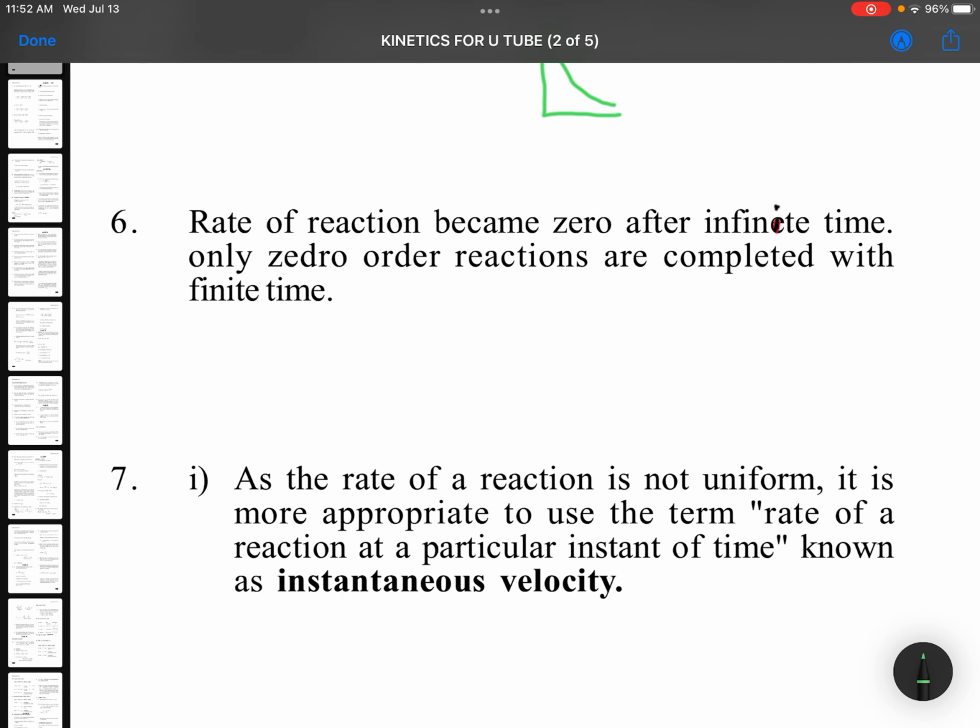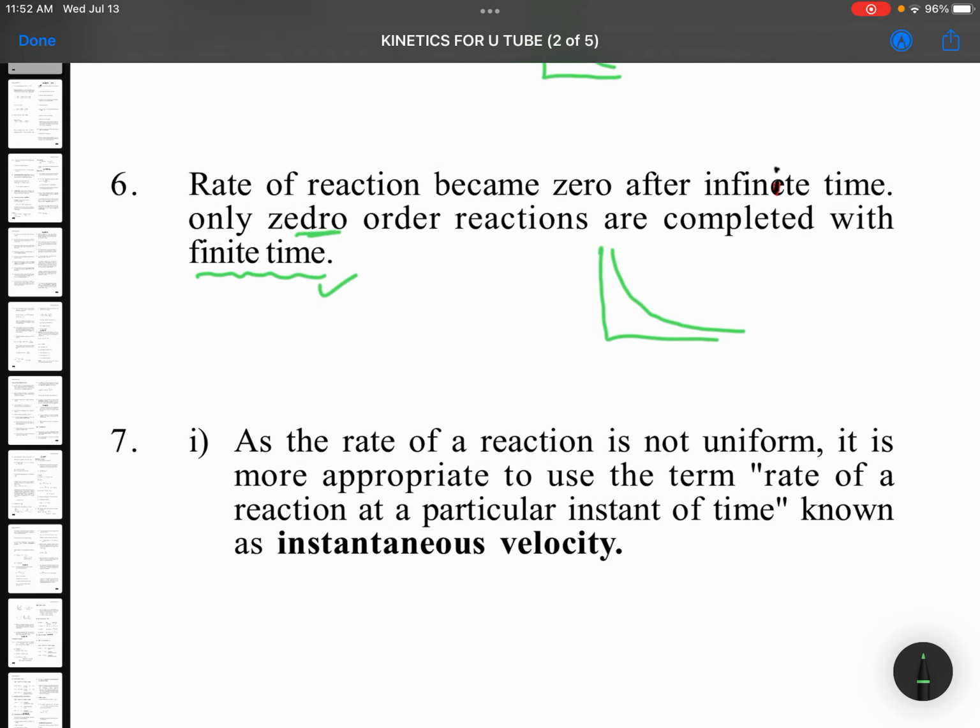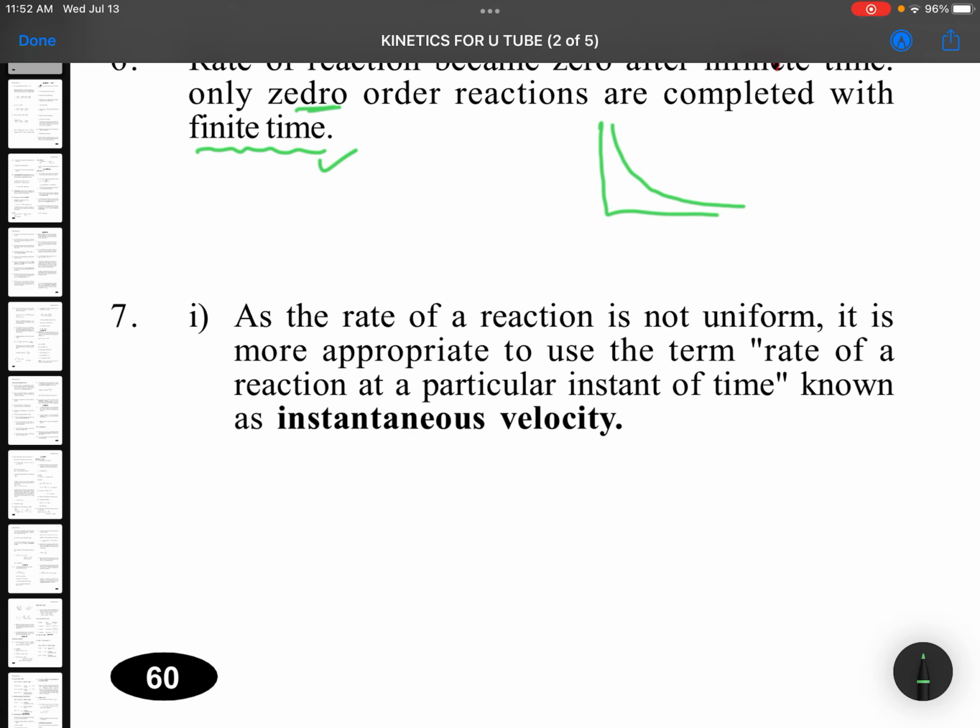Rate of reaction becomes zero after infinite time. Only zero order reactions are completed in finite time. That means the curve will be going like this, but for a zero order reaction, it will be completed in finite time. As the rate of reaction is not uniform, it is more appropriate to use the term rate of a reaction at a particular instant of time, known as instantaneous velocity.